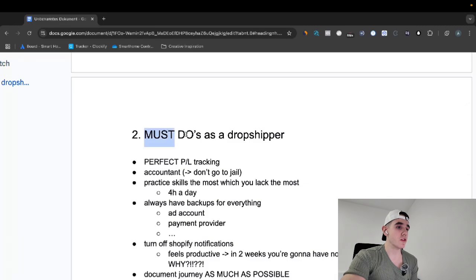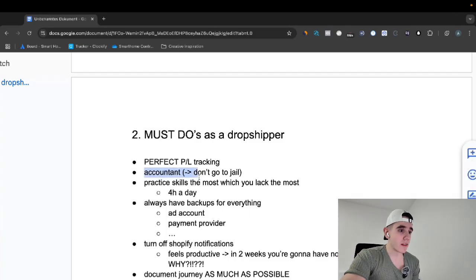Let's get into some must-dos as a dropshipper. First of all, you need to have perfect profit and loss tracking with everything. So also your team, your VAs, you should also include Discord servers, communities, everything. Every expense that you have, you need to add in here. Also taxes, if you're selling to EU, VAT, add everything, right?